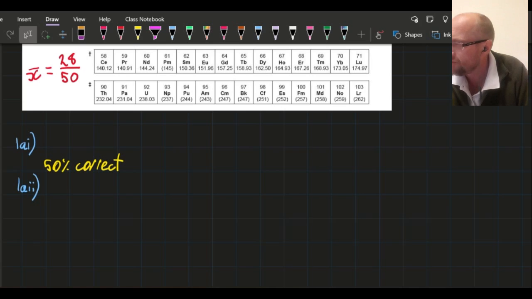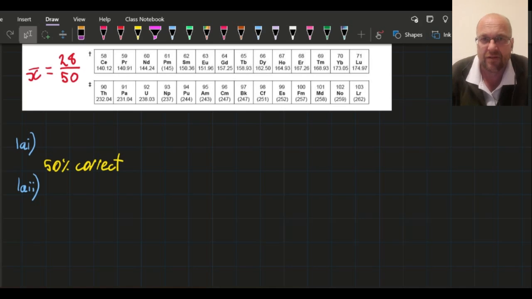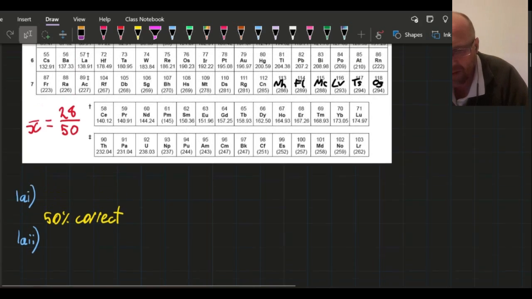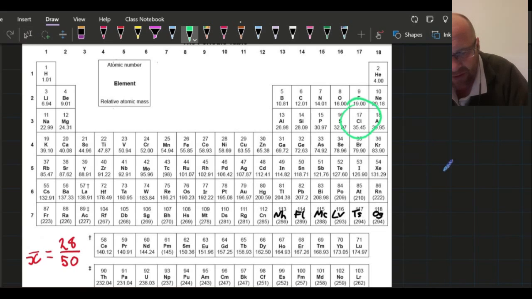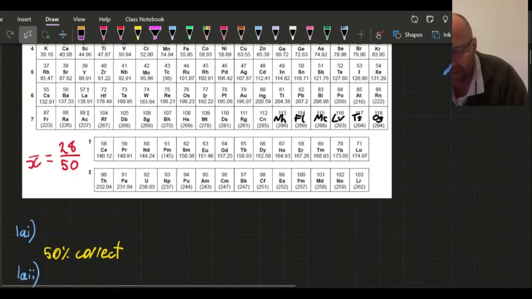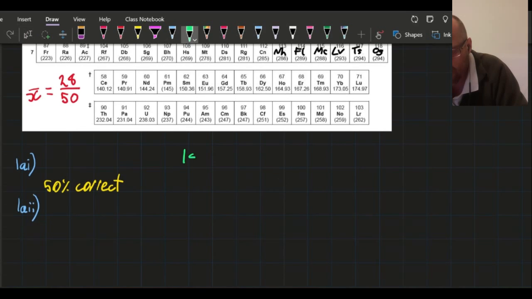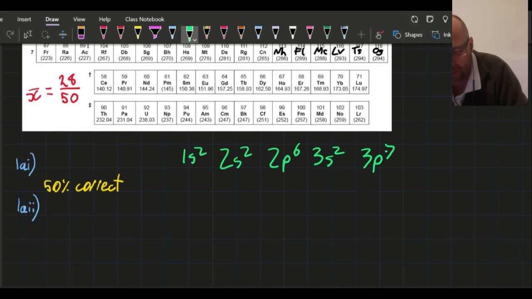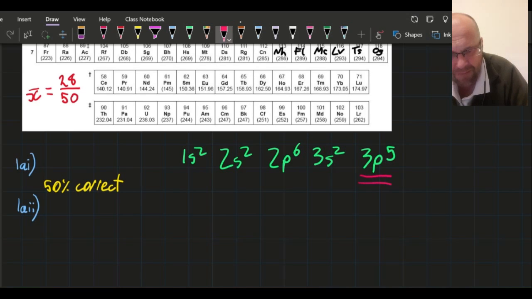Full electron configuration for chlorine. Now don't be doing 2, 8, 7. That's the electron arrangement. That's not even IB anymore. The electron configuration. So here's chlorine. It's got 17 electrons. So I'm just going to wander along. 1s2, 2s2, 2p6, 3s2, 3p5. Double check. Should be 17 electrons. 2, 4, 10, 12, 17 electrons. Yep. And chlorine should be in the 3p5 position.